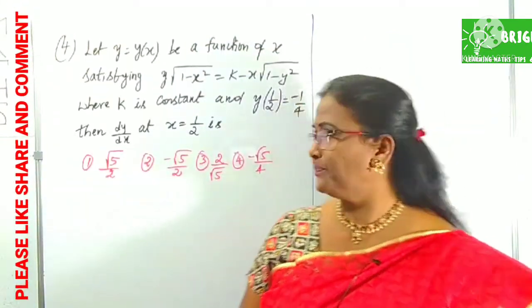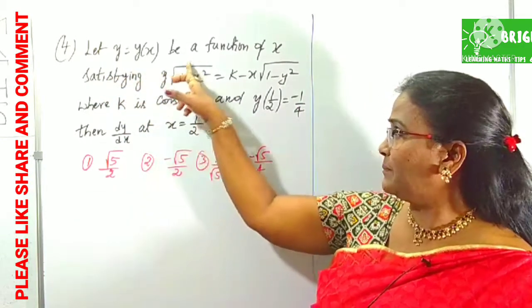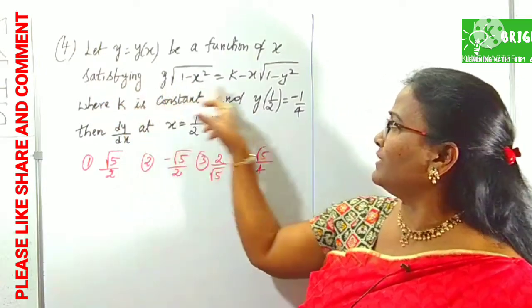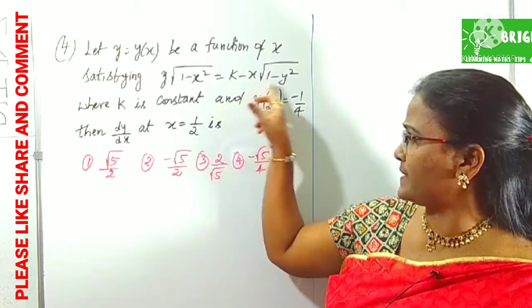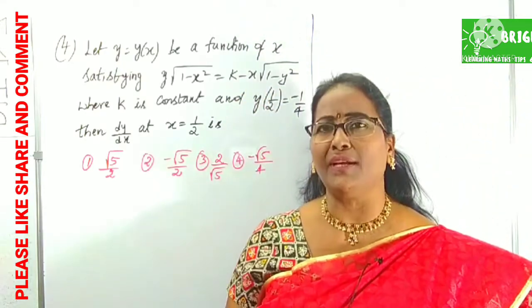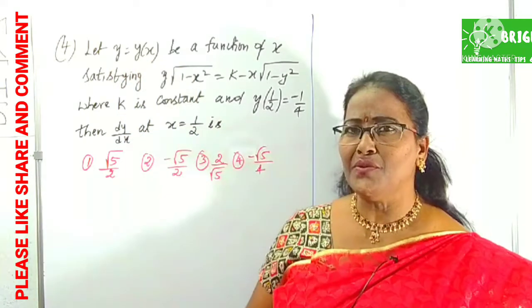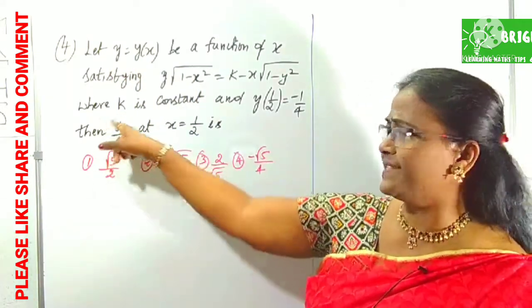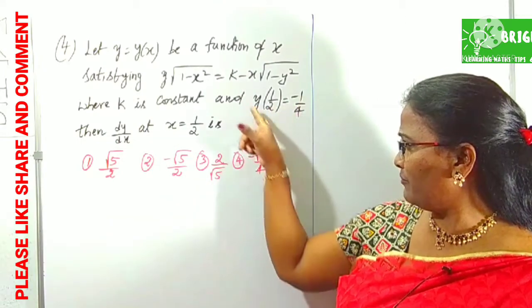Look at the next question. Let y = y(x) be a function of x satisfying y root over 1 minus x square equals k minus x root over 1 minus x square, where k is a constant, and y(1/2) = -1/4 is given.